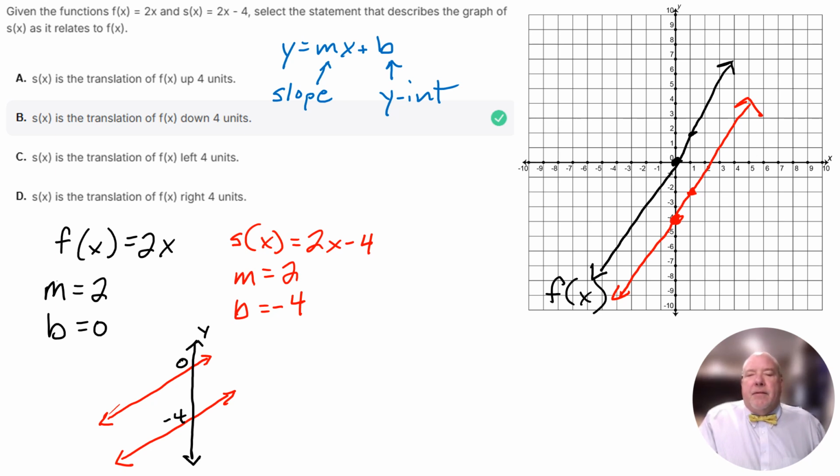So that's why I'm saying, you can make a little sketch and draw a little graph, and hopefully that'll help you to figure it out. But the answer is that s of x is translated 4 units down. And again, the one in red is the s of x. So hopefully that helped you out. Keep up the hard work, and you will master the math.